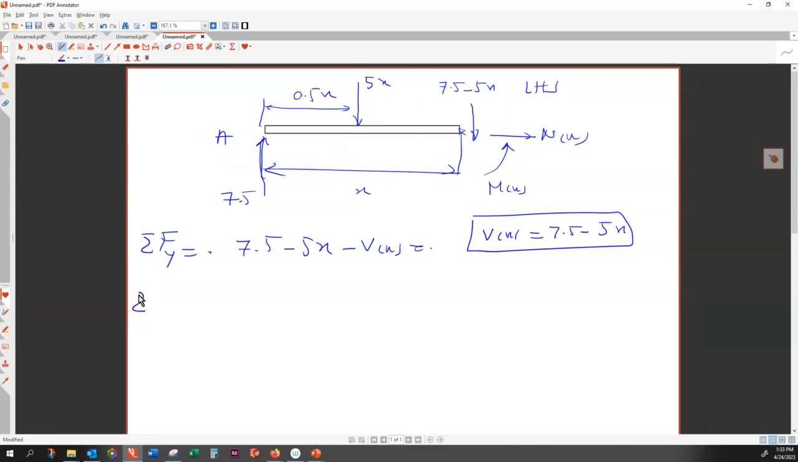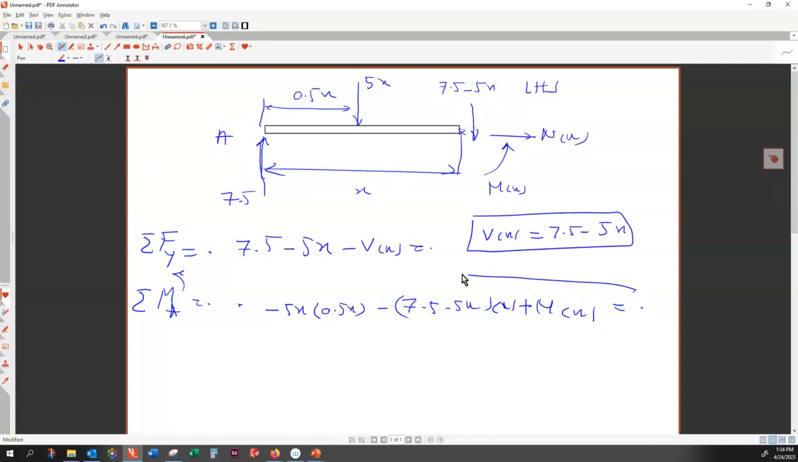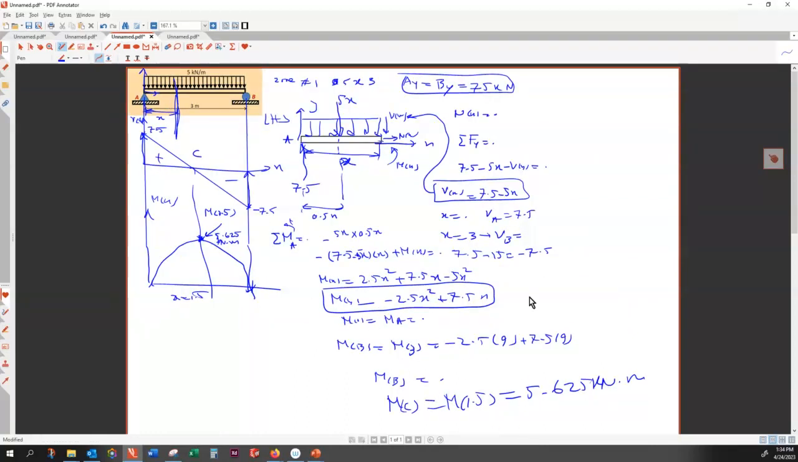Okay. So can you help me with net rotation with respect to point A equal to 0? So with respect to A, that won't make any rotation. That is 0. This one makes a negative rotation. That is minus 5x. But the arm of rotation is half x. And how does this force make a rotation? That is in a negative direction, minus 7.5 minus 5x, the total, multiplied by arm of rotation x. And then this one is positive, plus M of X equal to 0. If I simplify that expression, that gives me this expression here.